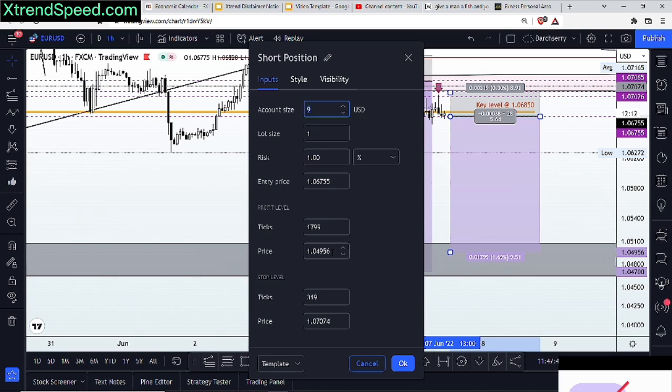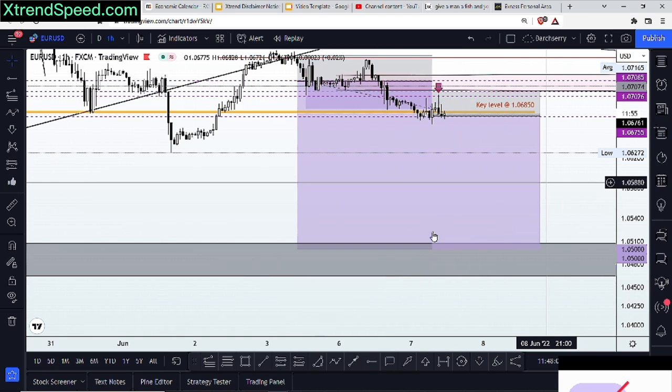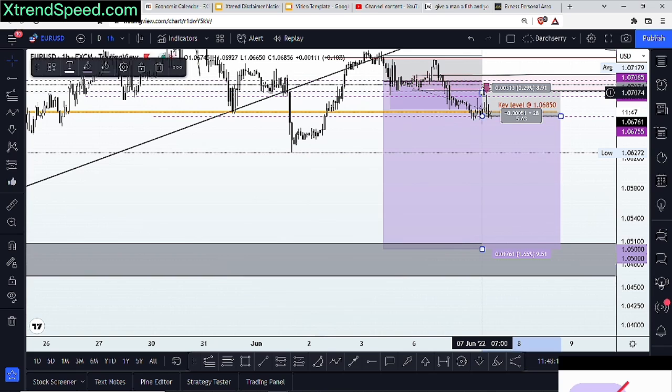I think I adjusted this yesterday, but I didn't replicate it in the chart. So I'm looking at 1.05, and that's around 170 pips for us to catch. So where will our stop loss be? Let's place our stop loss right below.